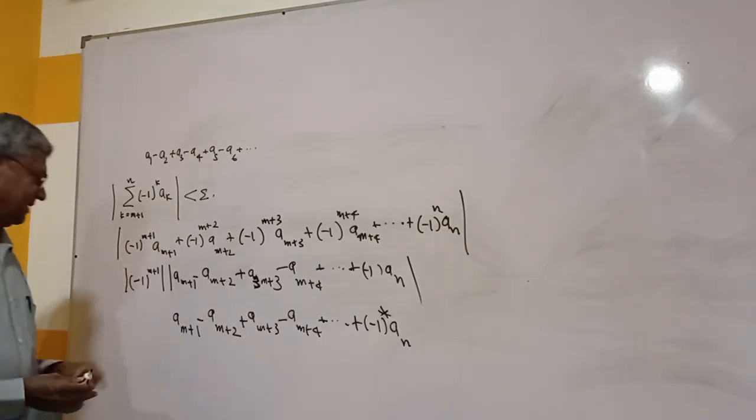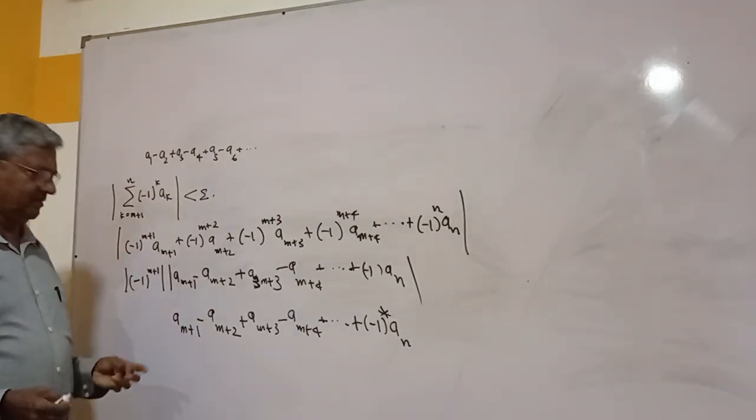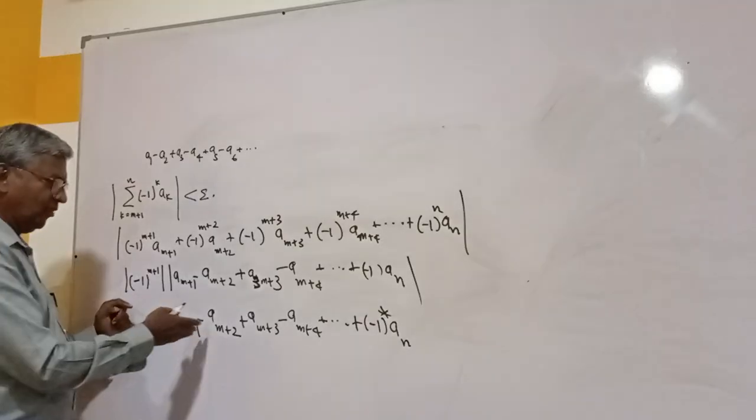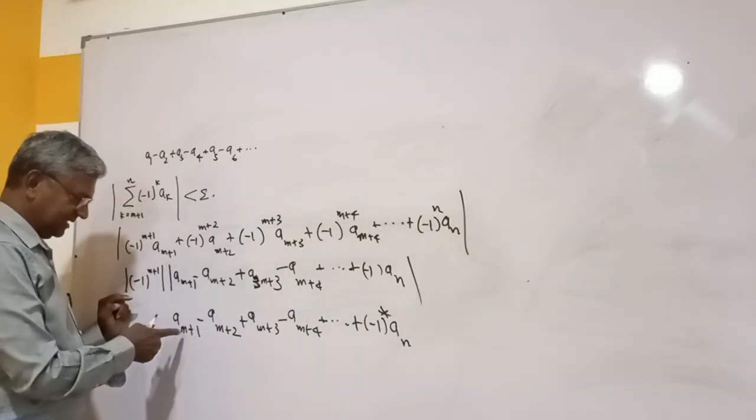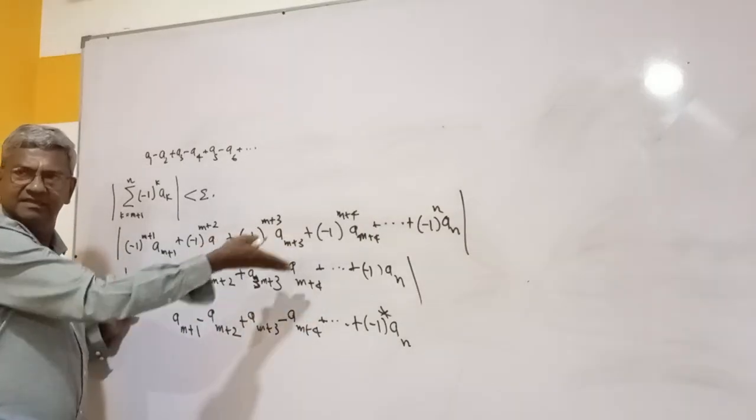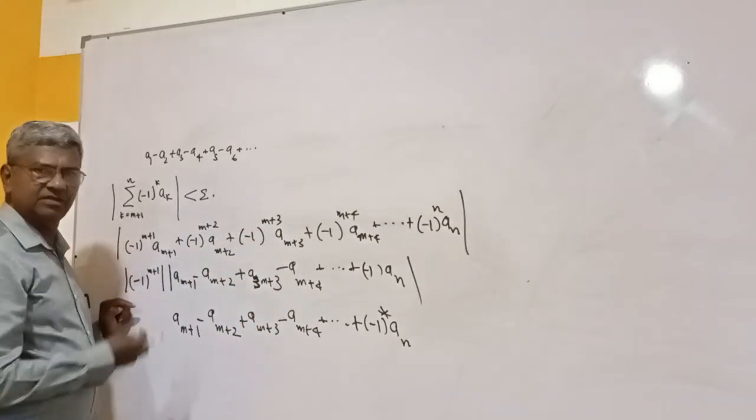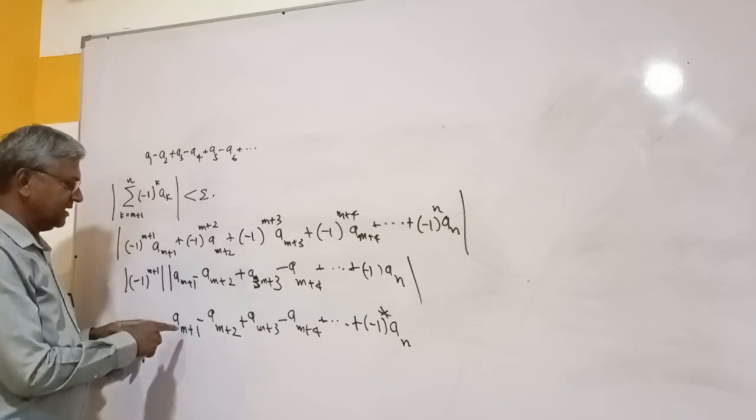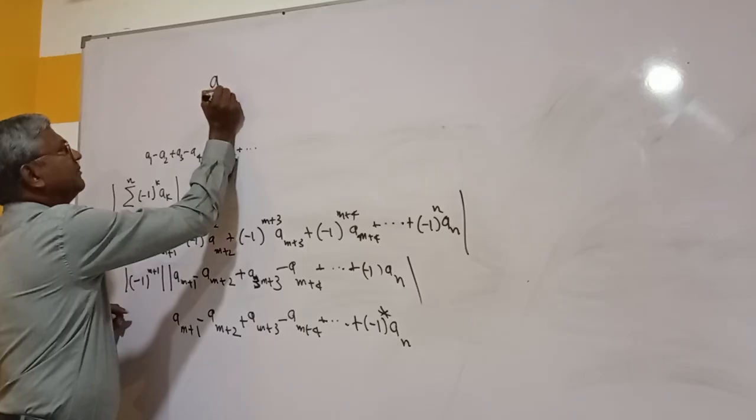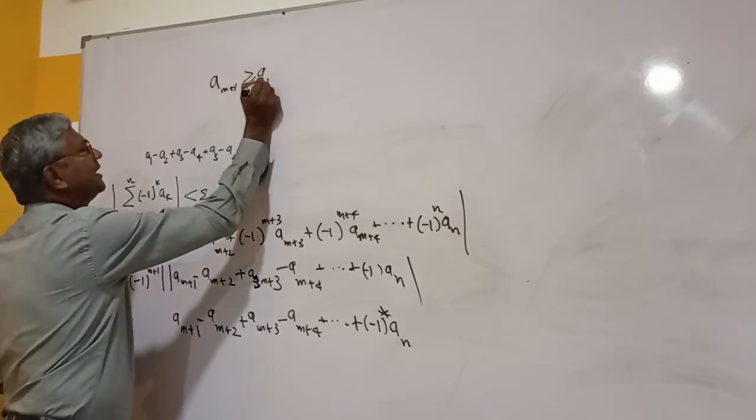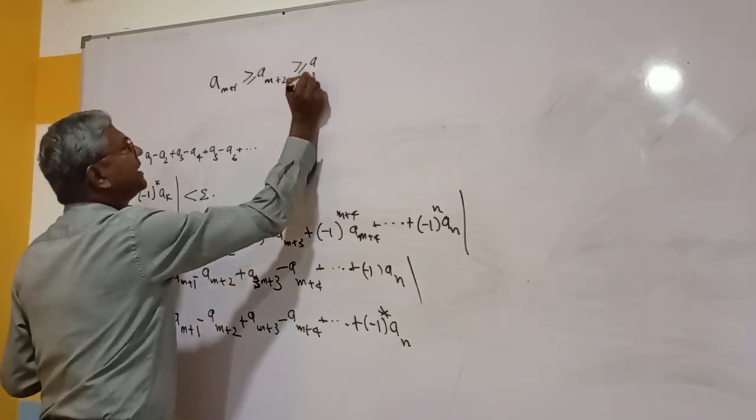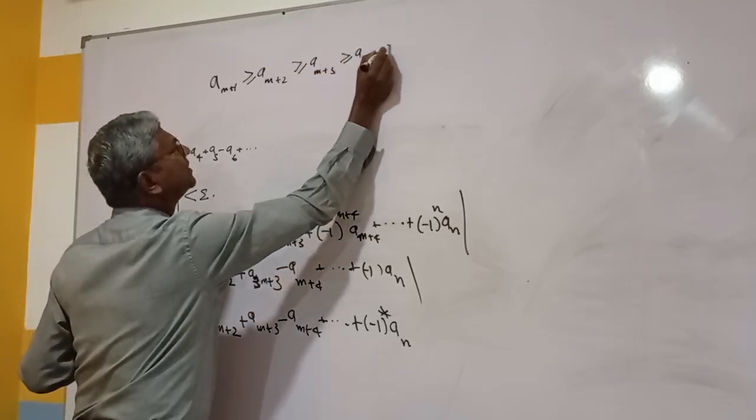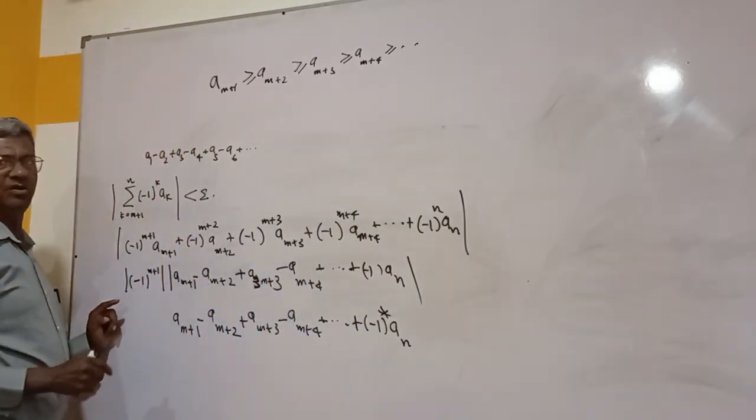Can you see here? This first term, a_{m+1}, in absolute value is the biggest. No matter how many terms you add, a_{m+1} is bigger than plus or minus of the other terms. Always. And we know that a_{m+1} is greater than or equal to a_{m+2}, greater than or equal to a_{m+3}, greater than or equal to a_{m+4}. Like this, we know that.